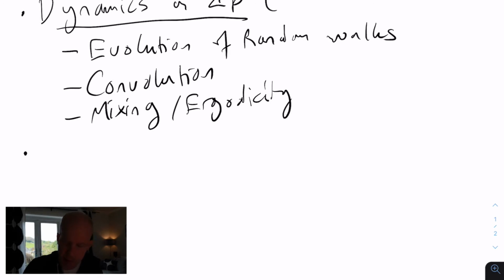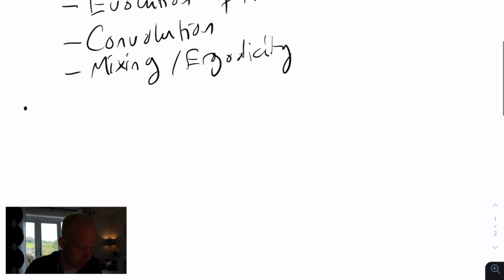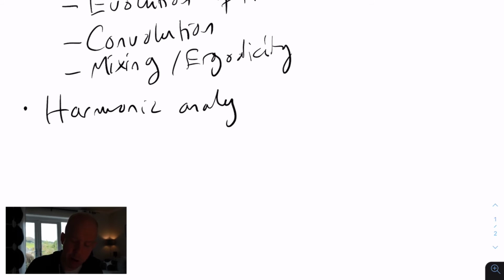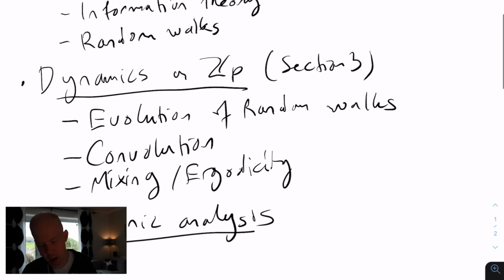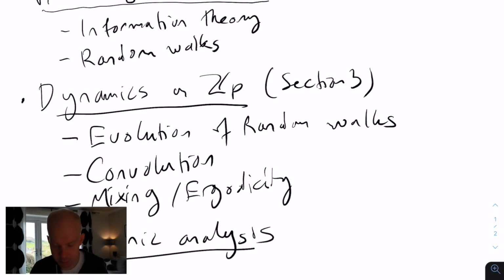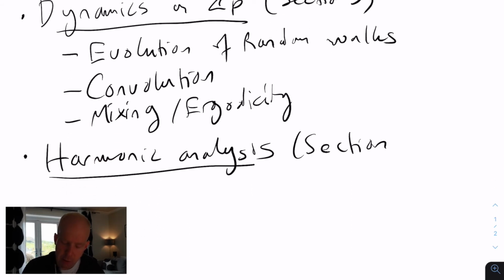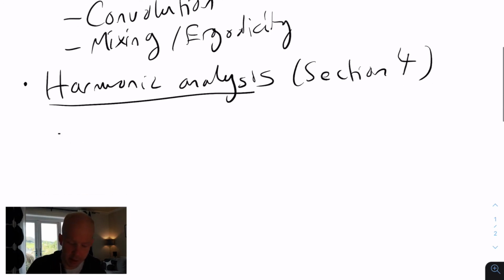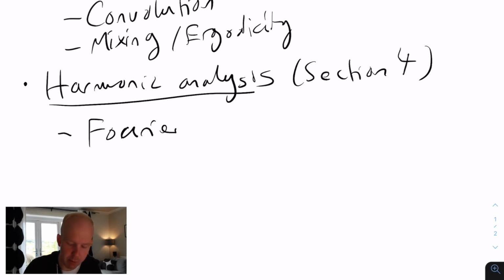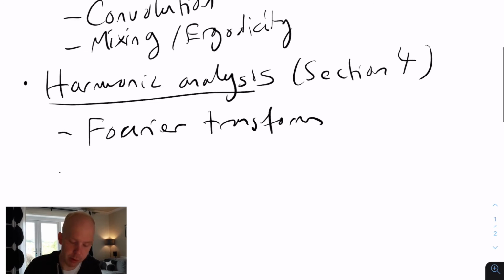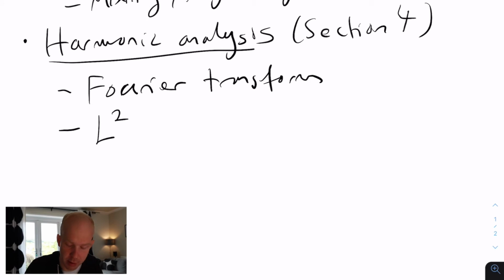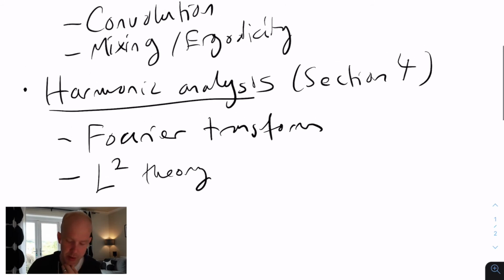And then after this, this was section 3, you will end up with topics on harmonic analysis, which is the foundation for understanding the behavior of these random walks and the probability theory. The harmonic analysis is basically an introduction to Fourier series. So you will see notions like the Fourier transform. You will also get a little bit of a feeling for the L2 theory, which is important for understanding these notions.